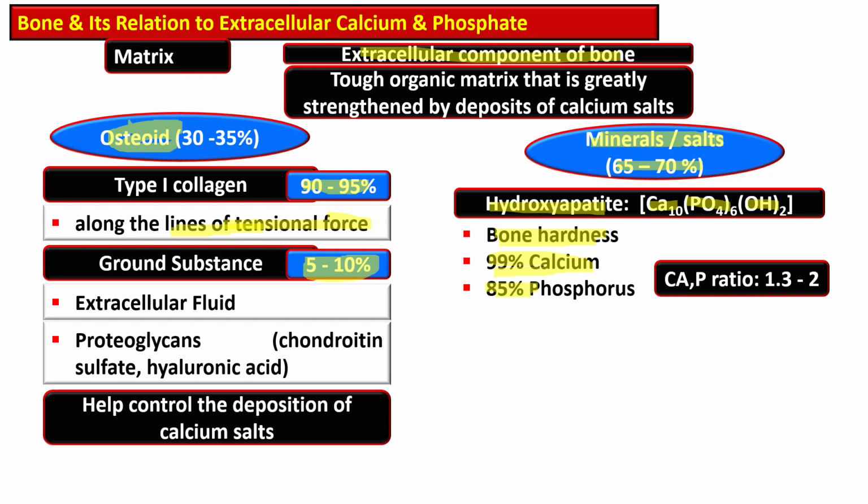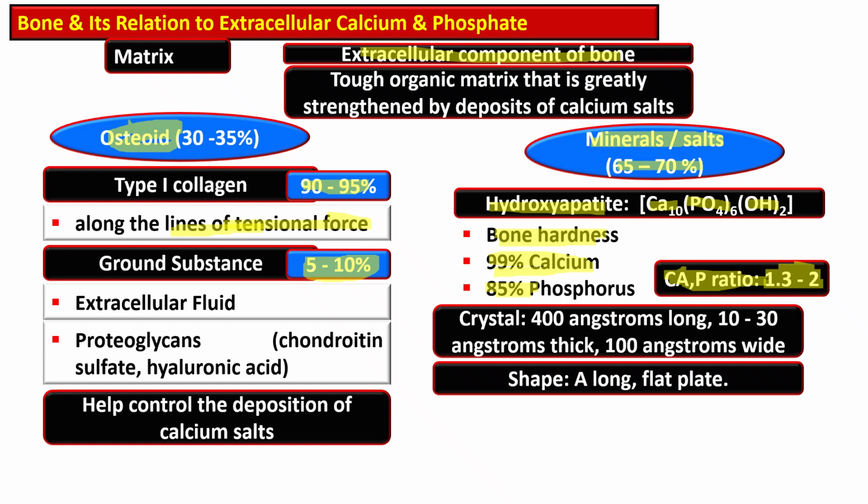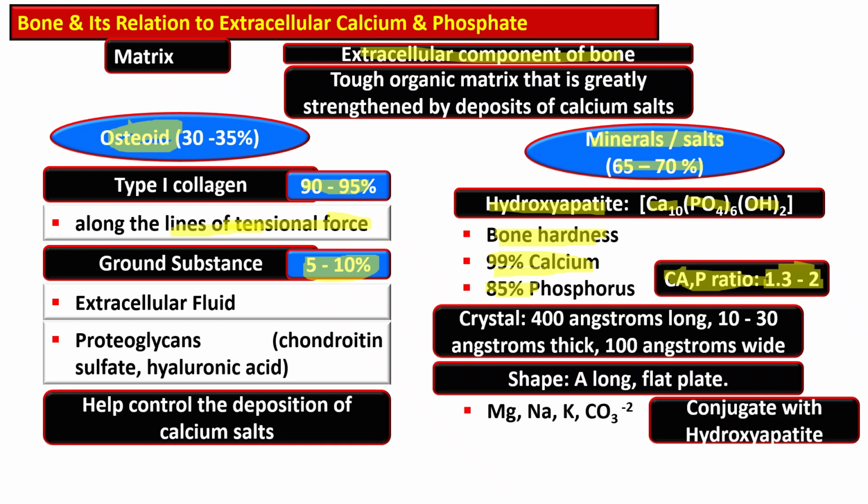The calcium to phosphorus ratio depends on the nutrition, and the ratio is between 1.3 to 2. There are additional ions present such as magnesium, sodium, potassium, and carbonate, and these ions do not form distinct crystals but are conjugated with hydroxyapatite.